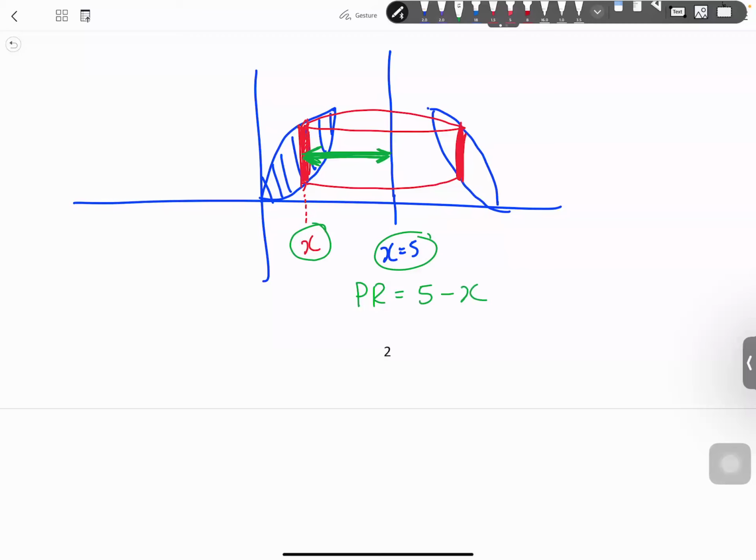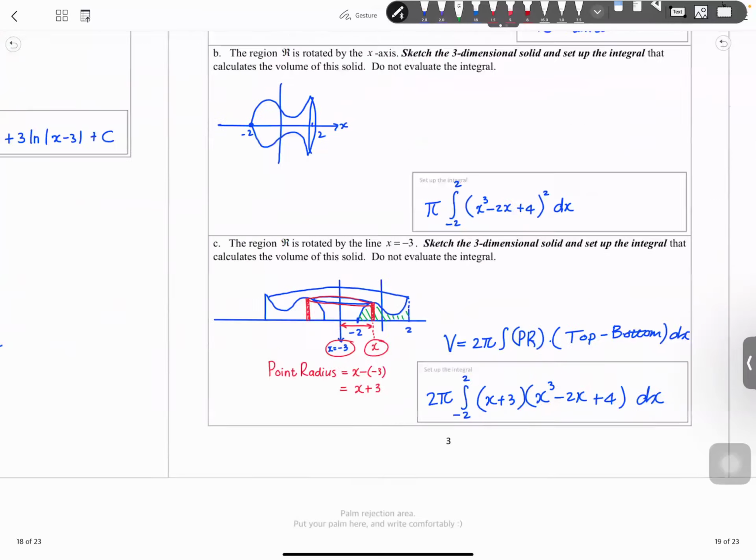Does that make sense? So it depends on which direction. If you rotate it to the left of your region, it's going to be different. If you rotate it to the left, it's going to be x minus the line. But if you rotate it to the right, it's going to be your axis of rotation minus x, right? So it depends on which direction you rotate.